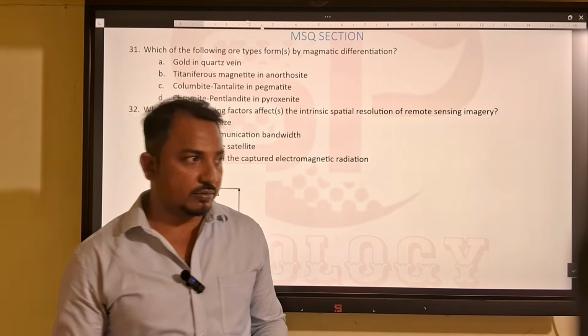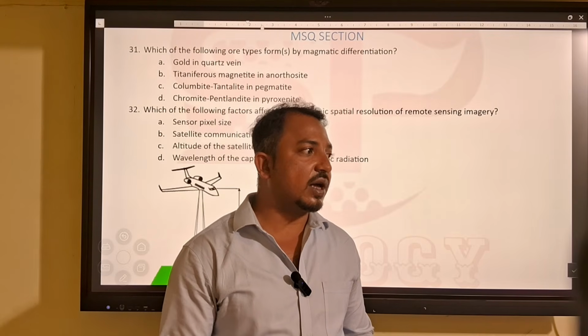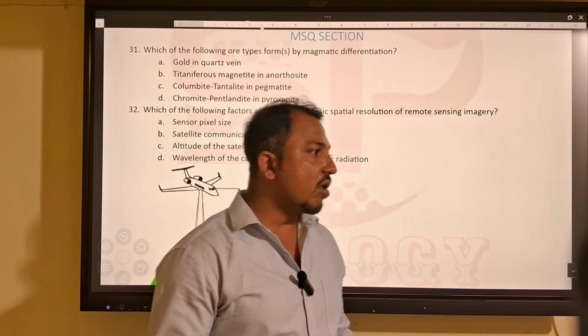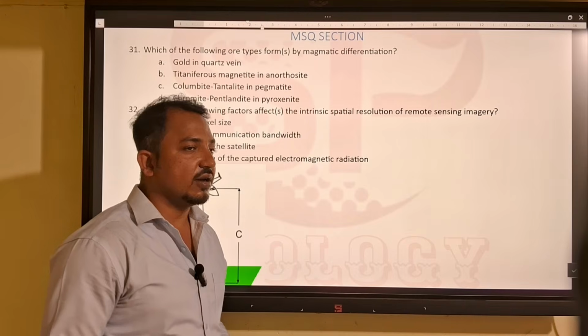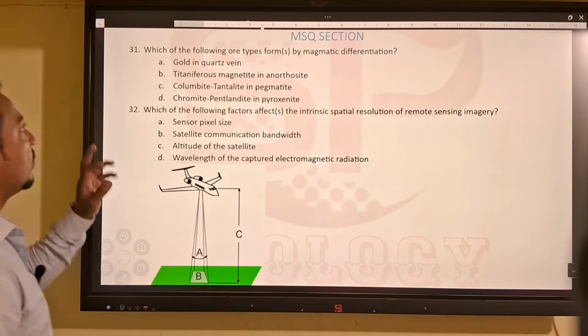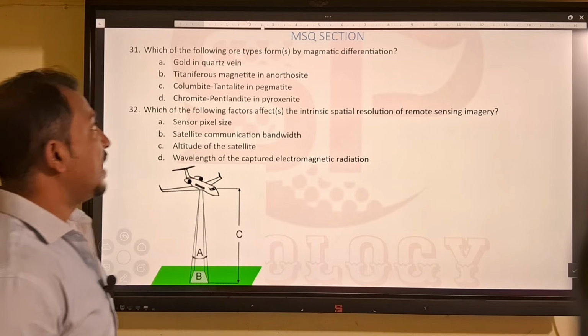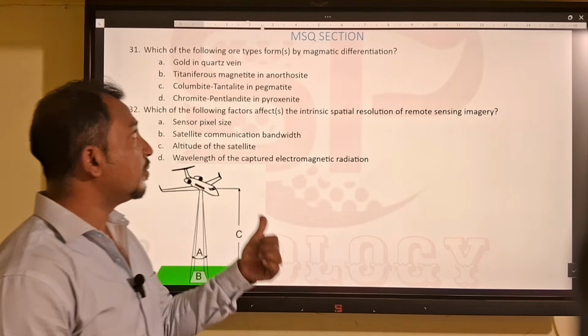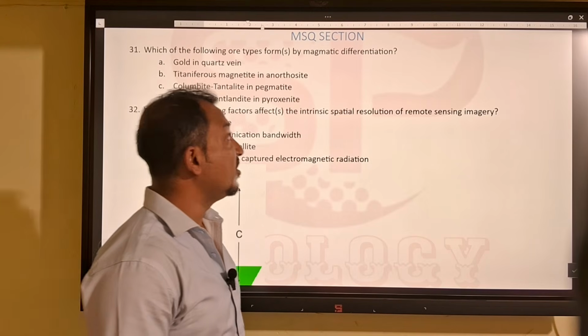So today we'll solve the MSQ section. So let's start from the question. Which of the following ore types form or forms by magmatic differentiation?